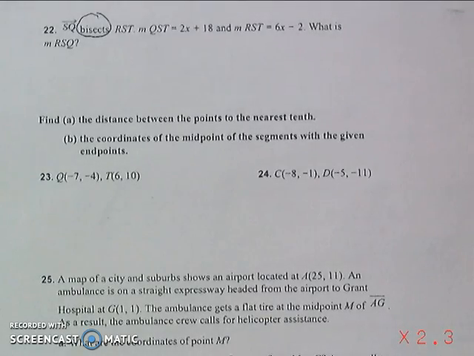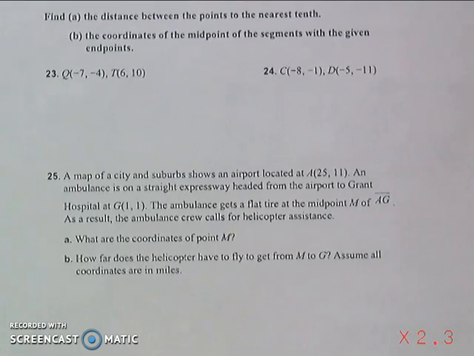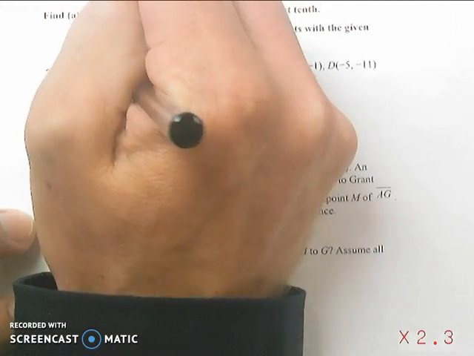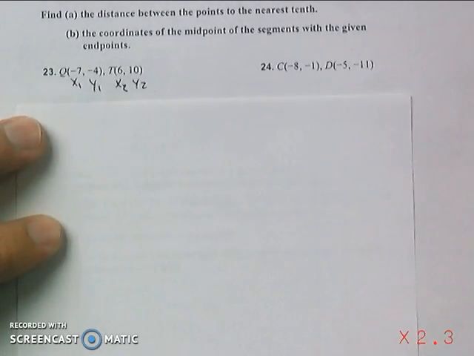Alright, 23 and 24, we get to some fun problems here. This is just distance formula and midpoint formula. So the first thing we want to do is go ahead and label my points: x1, y1, x2, y2. And let's go ahead and use our formulas. So distance first.